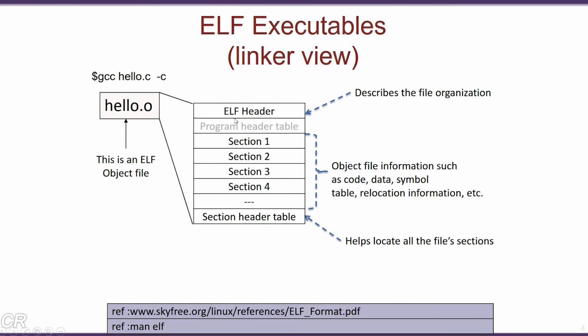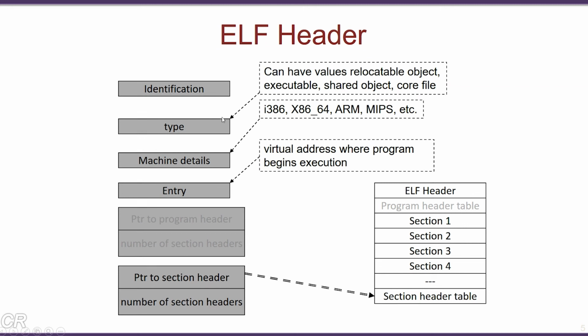So, we will look at more details about each of these headers, especially the ELF header and the section header. Let's start with the ELF header. The ELF header defines a structure with various parameters. Here we have shown a few of the parameters present in the ELF header. It starts off with an identifier. This identifier is a magic number which can be used to determine whether the file is an ELF file. For example, all ELF objects, ELF executables, libraries, and so on would start off with this particular identifier.